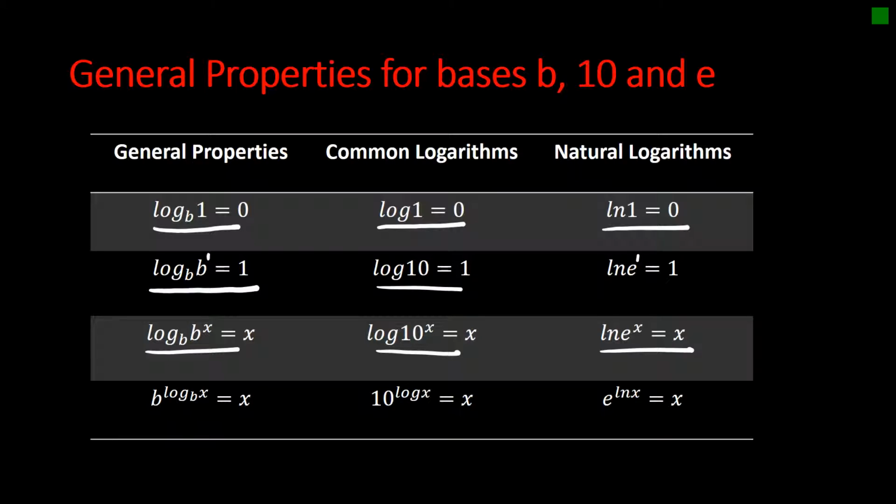The next property is b to the log base b of x equals x. Again, you have a base of b as that exponent, and then your log has base b. So when those bases are the same, everything cancels and it leaves that x. So 10 to the log of x is x, and e to the natural log x is x. So those are some properties that we're going to use to help us evaluate logarithms, and later on it's going to help us to actually solve some logarithmic equations.